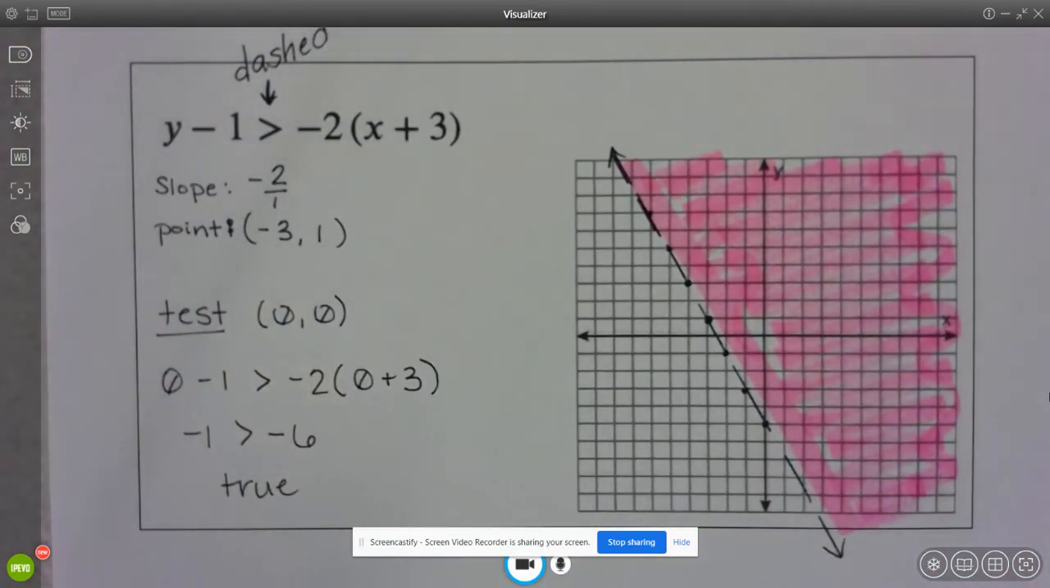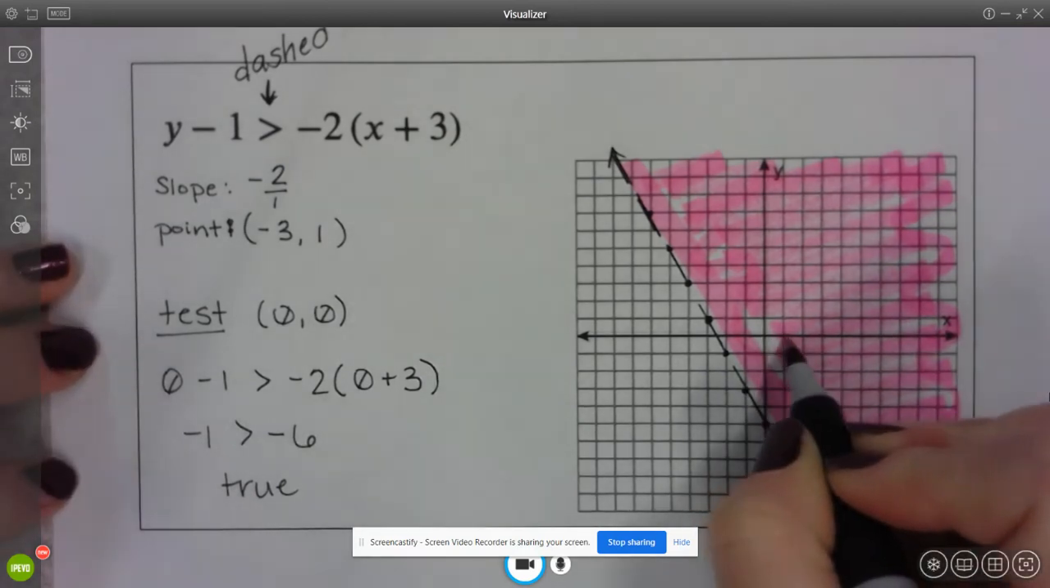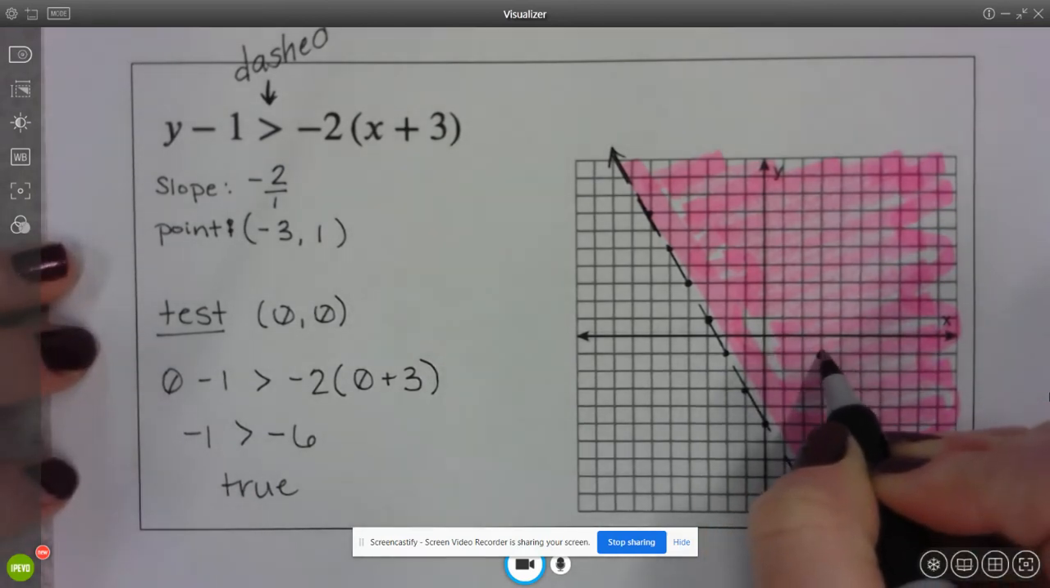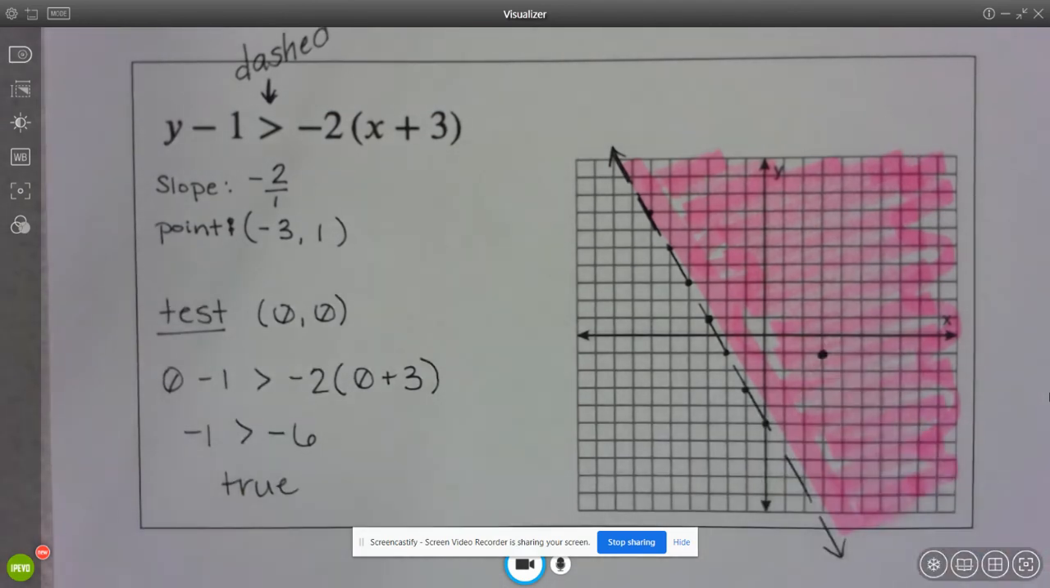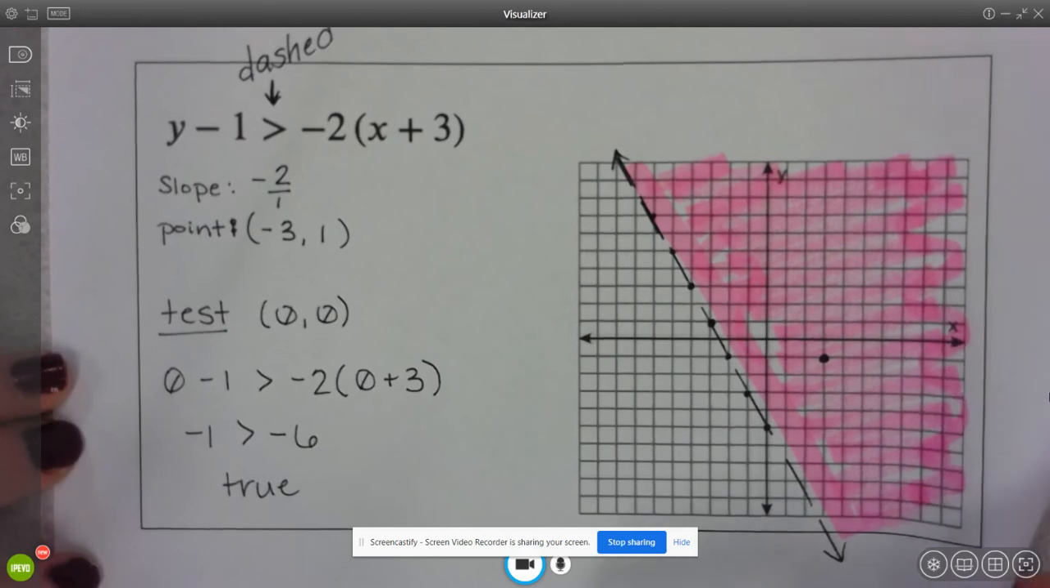So now if I were to ask you if the point (3, -1) is part of our solution, well, I would go to (3, -1). That point would be here. And since this point is inside of our shaded region, that would in fact be part of our solution.